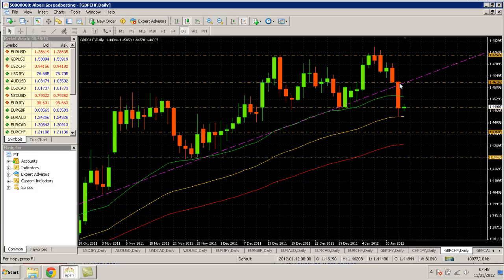Whether or not that's an example of this, or whether or not it's literally just the trend has gone bye-bye, we'll see. If you look at it, it's almost forming a double top there. But we shall see. We shall see.